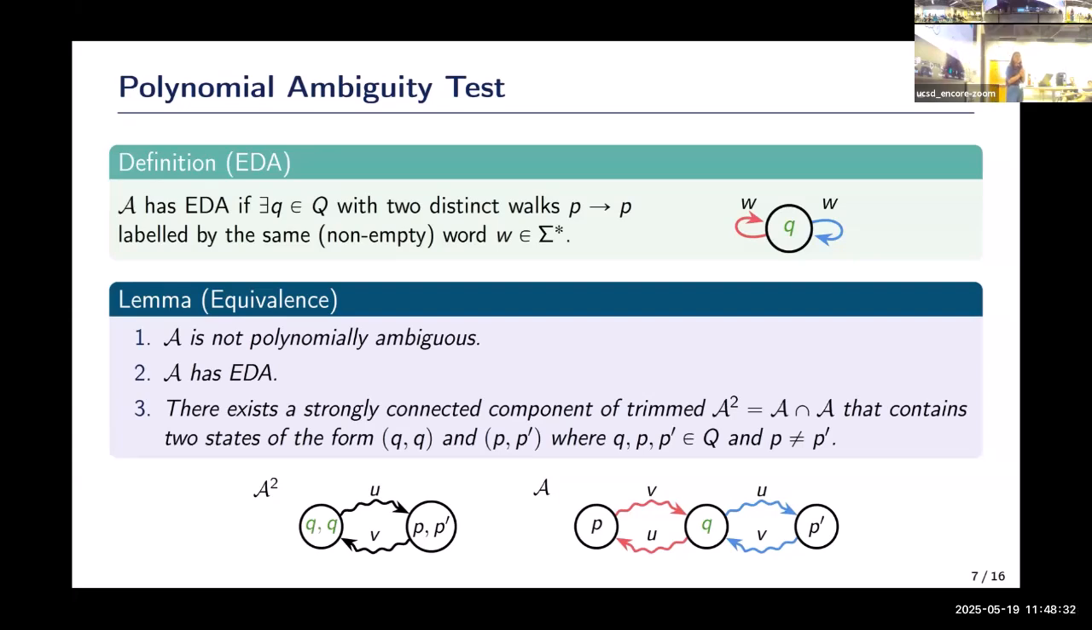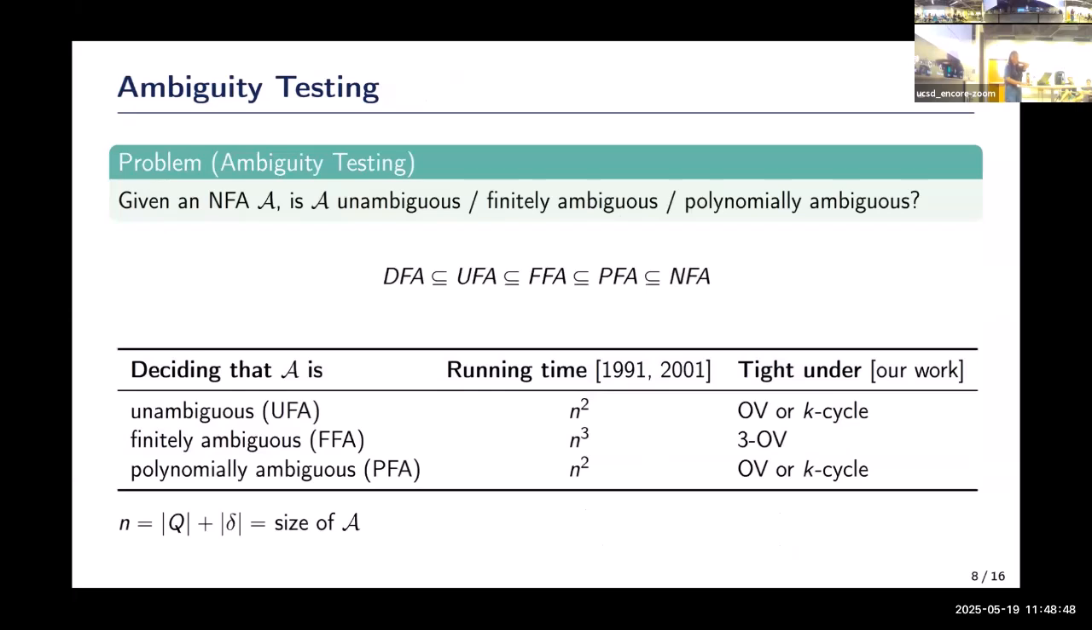So again, this is quite simple. Checking for EDA means computing this intersection automaton, checking for the structure, and basically computing the strongly connected components. And then I can determine it. All right, so those were those two quadratic algorithms. Are there any questions before I move on to the lower bound part?